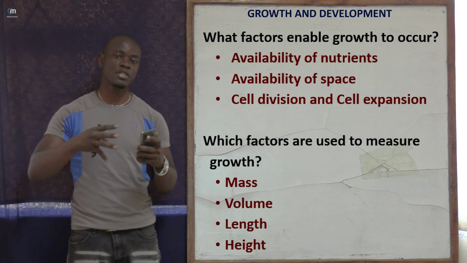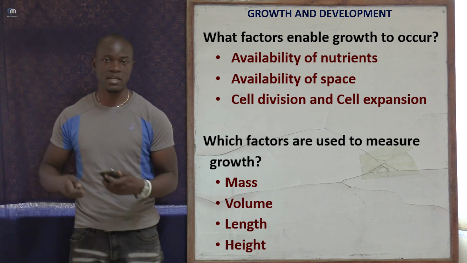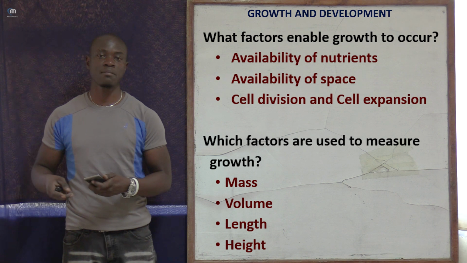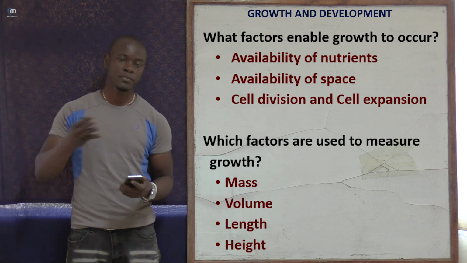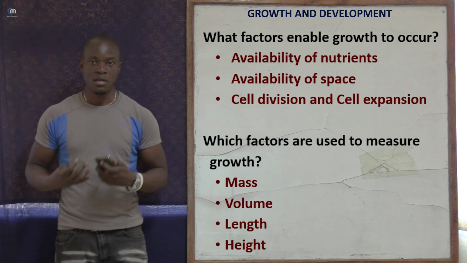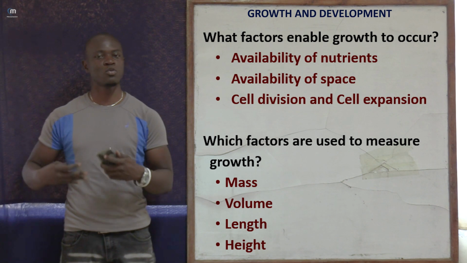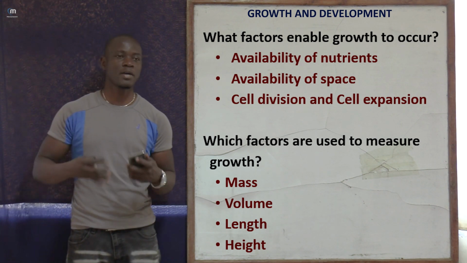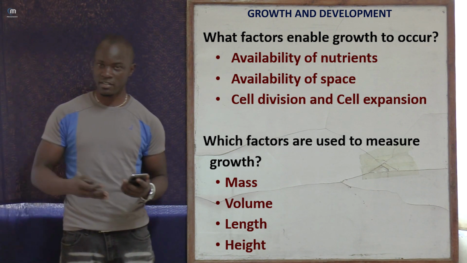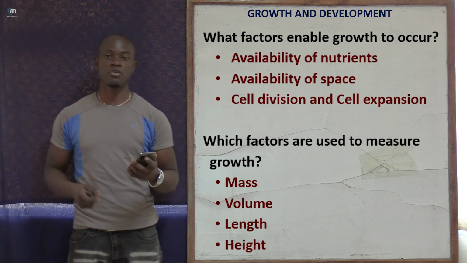If this organism is going to take in nutrients, the nutrients are going to be assimilated in the cells of the organism, and then after that we are going to get energy. After that the cells are going to multiply and increase. As the cells multiply and increase, remember, the organism is also going to multiply. The organism is going to increase in size and shape. So that was one of them, availability of nutrients.